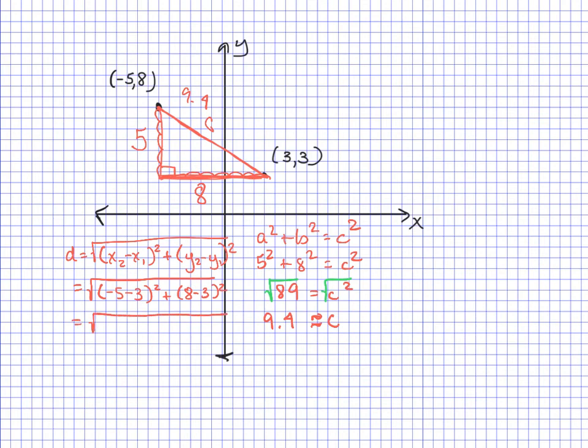Well, see, -5 minus 3 is -8. 8 minus 3 here is 5. So -8 times -8, (-8) squared, is going to be 64. And 5 squared is 25. So that gives us the square root of 89, which is approximately 9.4 of a unit.